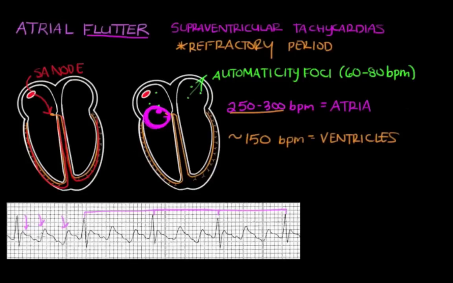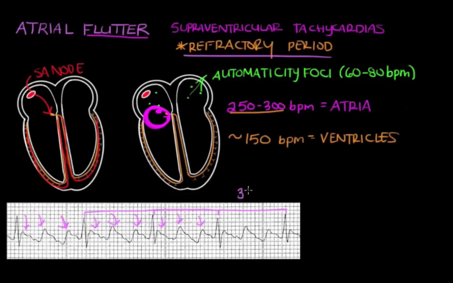So it's going to fire, but it won't conduct signal through the AV node every time it fires because of the refractory period. So for example, here we have the focus firing, causing the atria to contract. It hits the AV node, conducts, makes a QRS complex, and it tries to fire again. But because we're in the refractory period, it's not going to conduct through the AV node, and you're not going to get another QRS complex. Instead, you're going to see another P wave when it tries to fire again. In this particular example, we have three P waves for every QRS.